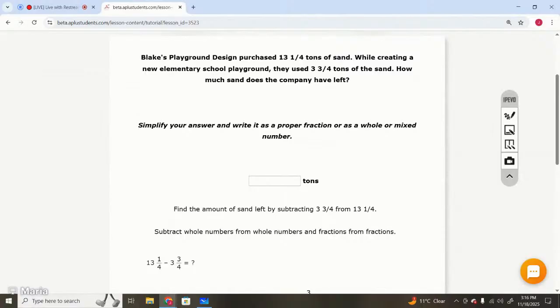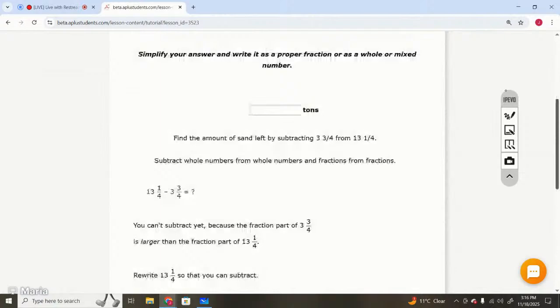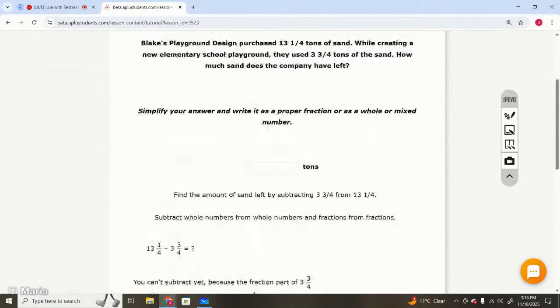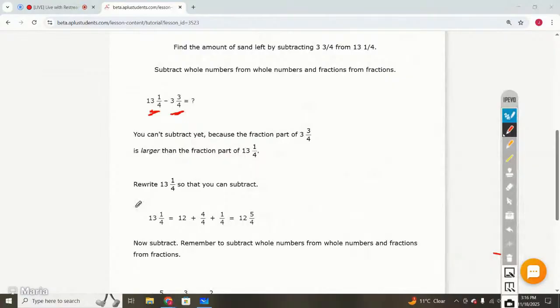Okay, they are exactly the same. Just listen to me, I'm going to do this again in this example. You have to subtract 13 whole 1 by 4 minus 3 whole 3 by 4, right? Again I'm going to do the same thing. Look at the fractional parts, 1 by 4 and 3 by 4. We cannot subtract the greater number out of the smaller one, we cannot subtract 3 from 1. We always subtract the smaller number out of the greater one.